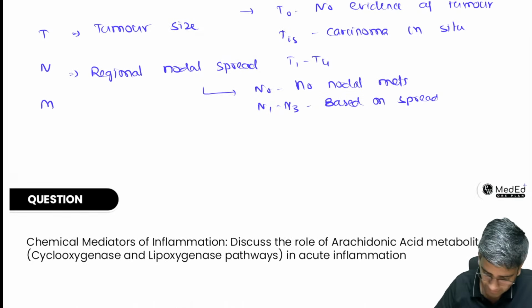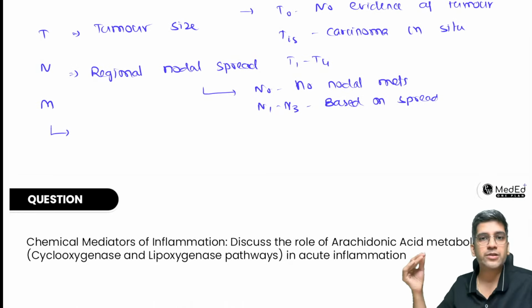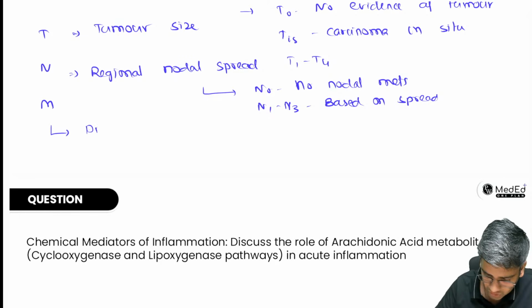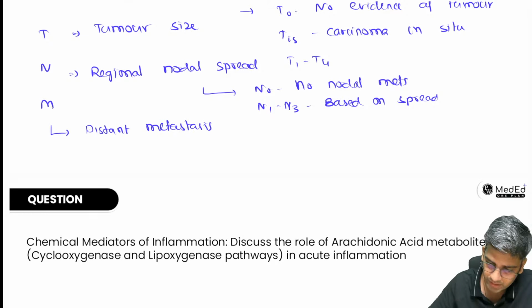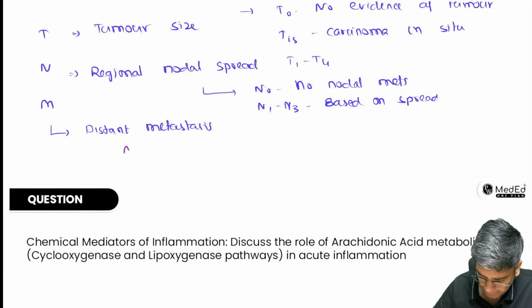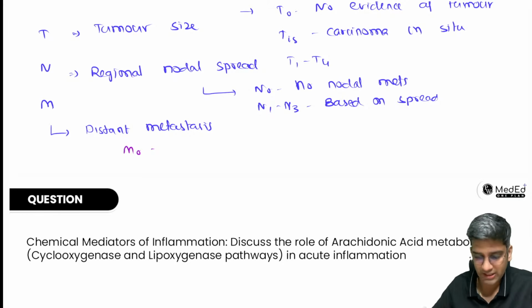Then M. M is distant metastasis. It's also metastasis, but it's not regional lymph node. It is distant metastasis. Here, for me, M0 means there is no distant metastasis.